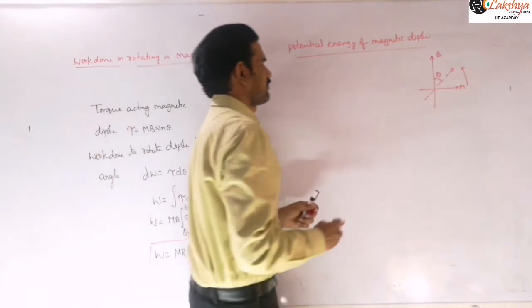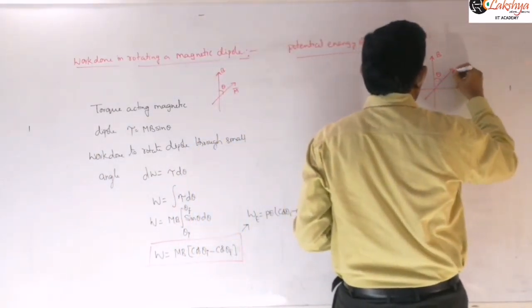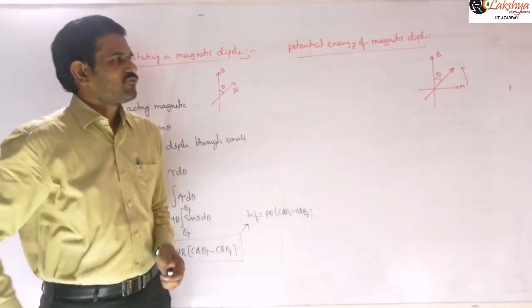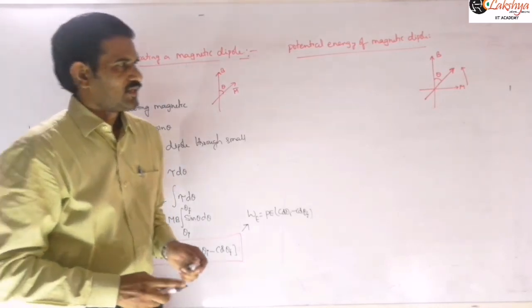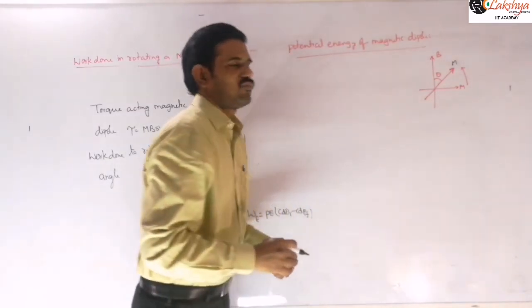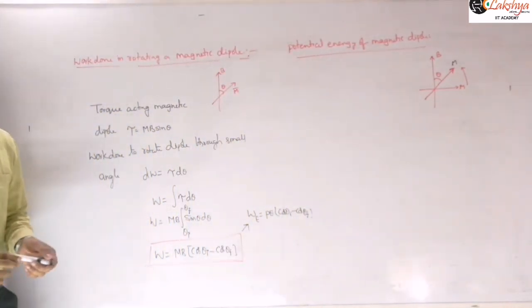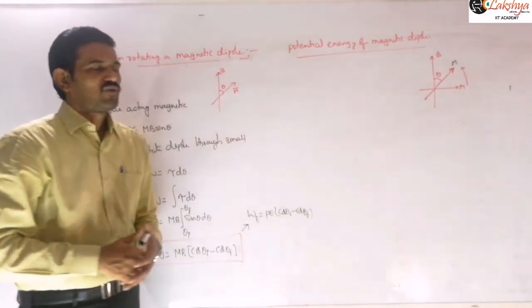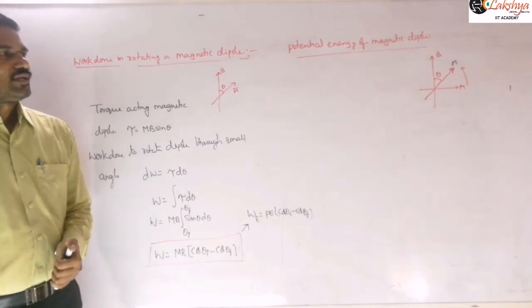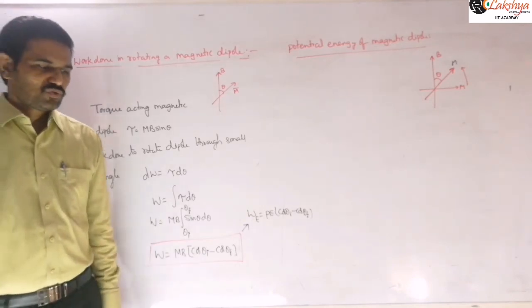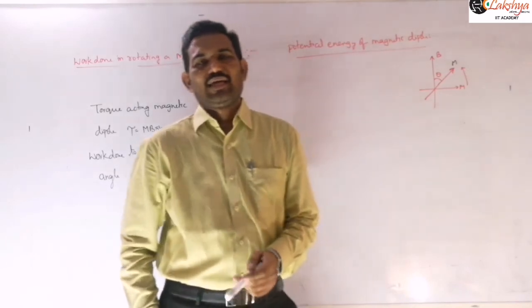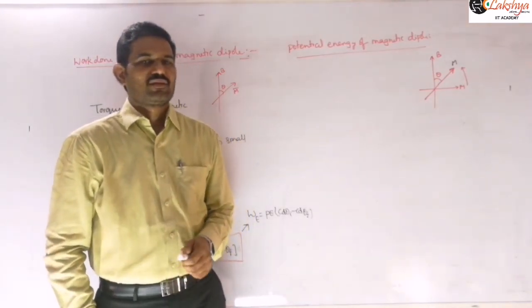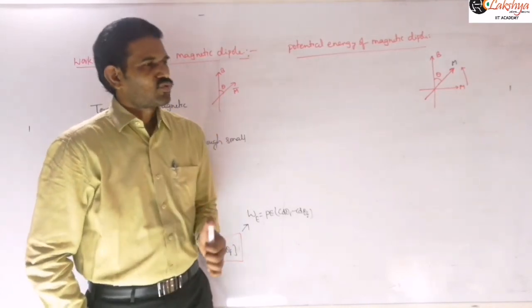So just to write down, the potential energy of a magnetic dipole is defined as the amount of work done in rotating the magnetic dipole from its initial normal position to any angle theta, which will be stored as potential energy in that system.